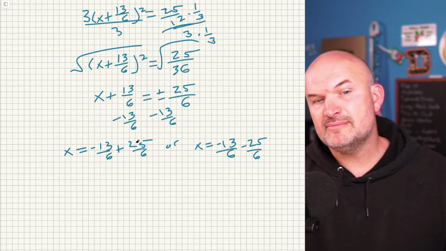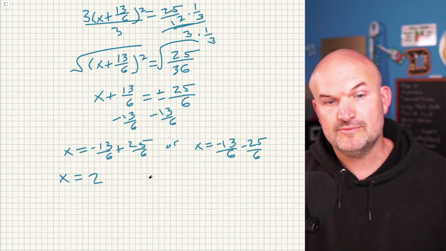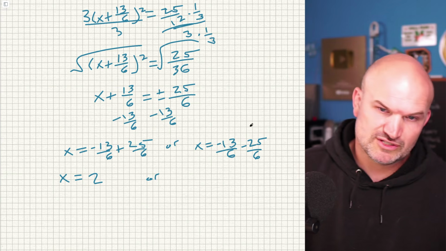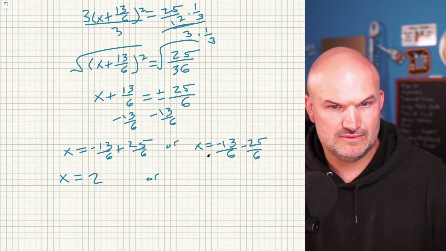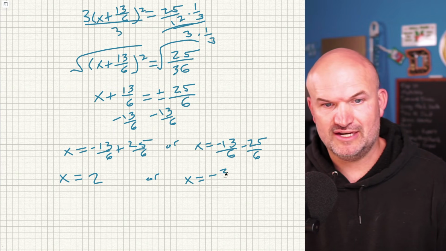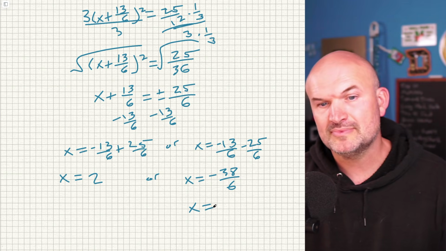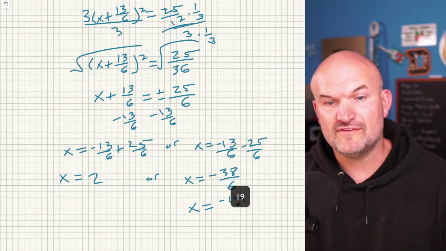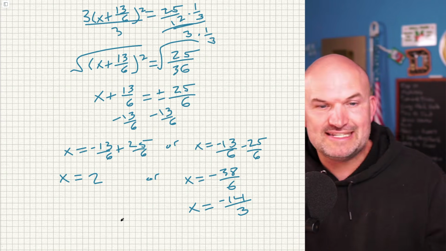So therefore, negative 13 plus 25 is going to be 12. 12 over 6 is going to be equal to 2. Or over here, this is going to be negative 38. Yeah, so therefore, x equals negative 38 divided by 6, which I can divide by 2 on the top and bottom. So x is equal to negative 19 over 3. And boom, there you go, ladies and gentlemen. That was an easy, medium, hard.